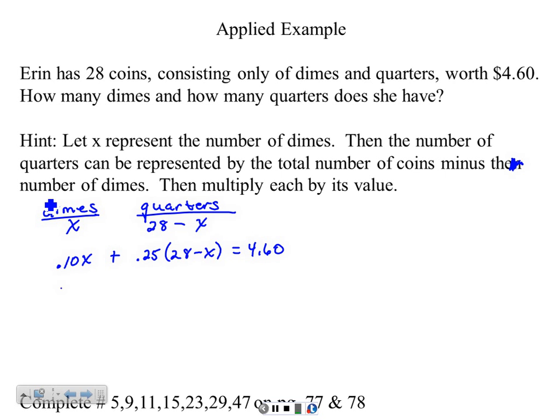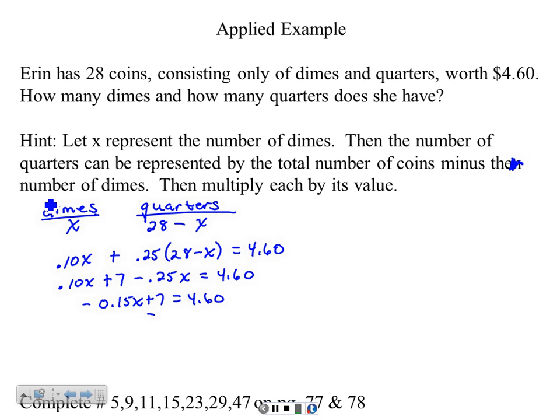So if we work this problem, we're going to have the distributive property first. So 0.25 times 28, which is going to be 7. And then 0.25 times negative x is going to be negative 0.25x, is equal to 4.60. Alright, so let's combine like terms. So 0.10x minus 0.25x is going to give us a negative 0.15x plus 7 is equal to $4.60.